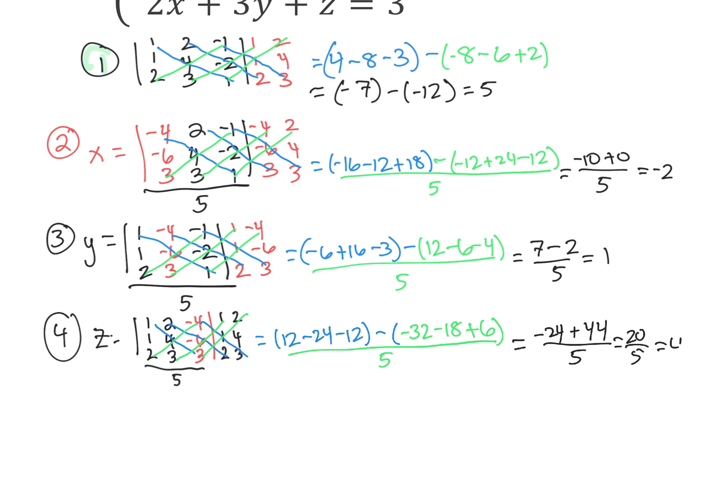And then remember to write your solution as an ordered triple. So x is -2, y is 1, and z is 4. And that is Cramer's rule of a 3 by 3.